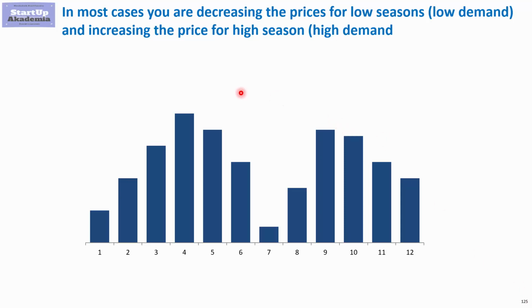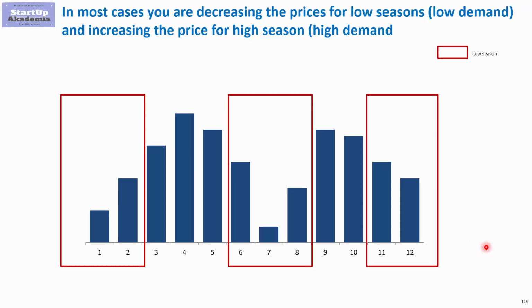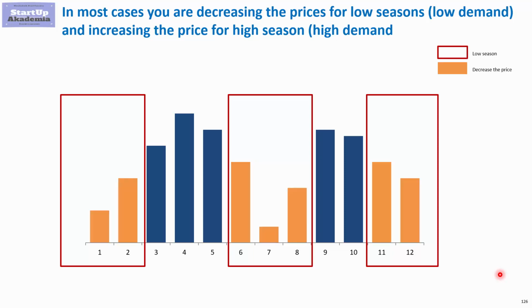So let's imagine that we got the results from a specific industry and we would like to apply dynamic pricing here. Obviously, the first thing to do is to identify the low seasons. In this case, they would be in those 3 places. Now, if you were to apply the dynamic pricing concept in this specific case, you would first of all decrease the price in low seasons and increase the price in some of the high seasons.